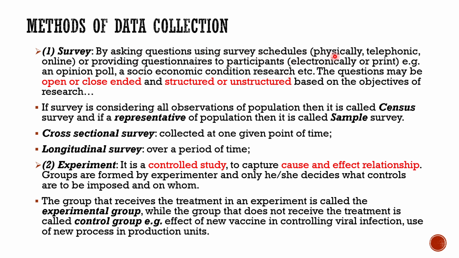In survey schedules, we can appear face-to-face, physically, for asking questions, or we can have a telephonic or online survey. In questionnaires, we provide electronic or print forms to the participants to be filled up. For example, in an opinion poll of elections, we use a survey. And if we want to do socio-economic condition research, we would go for the survey method of data collection. The questions may be open-ended or close-ended.